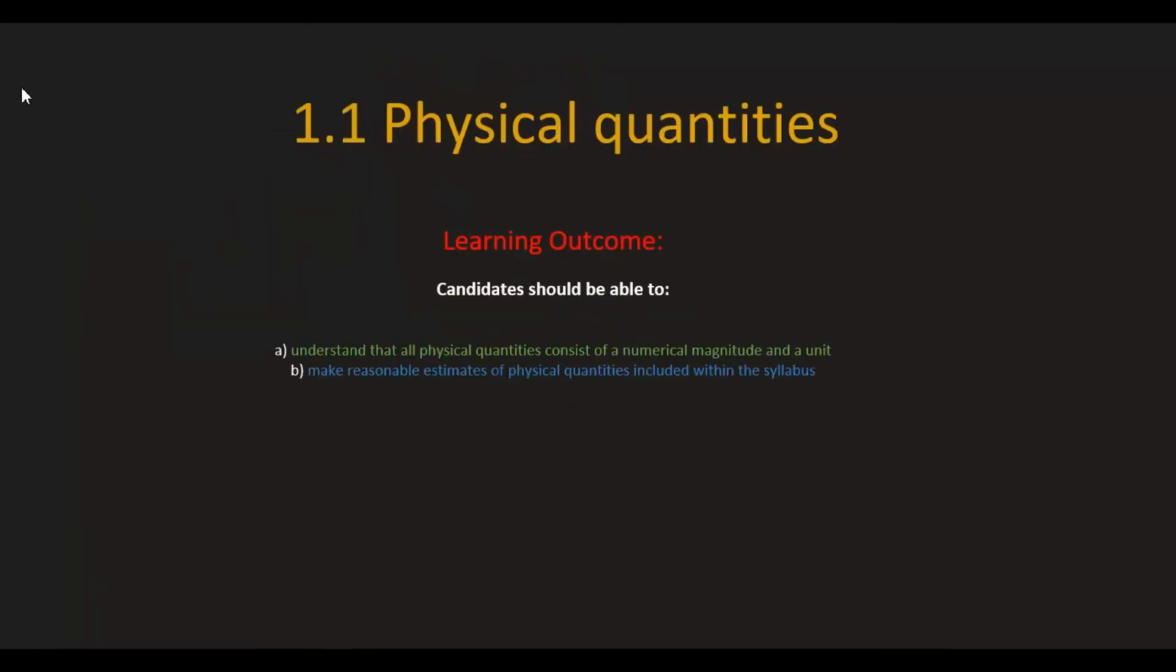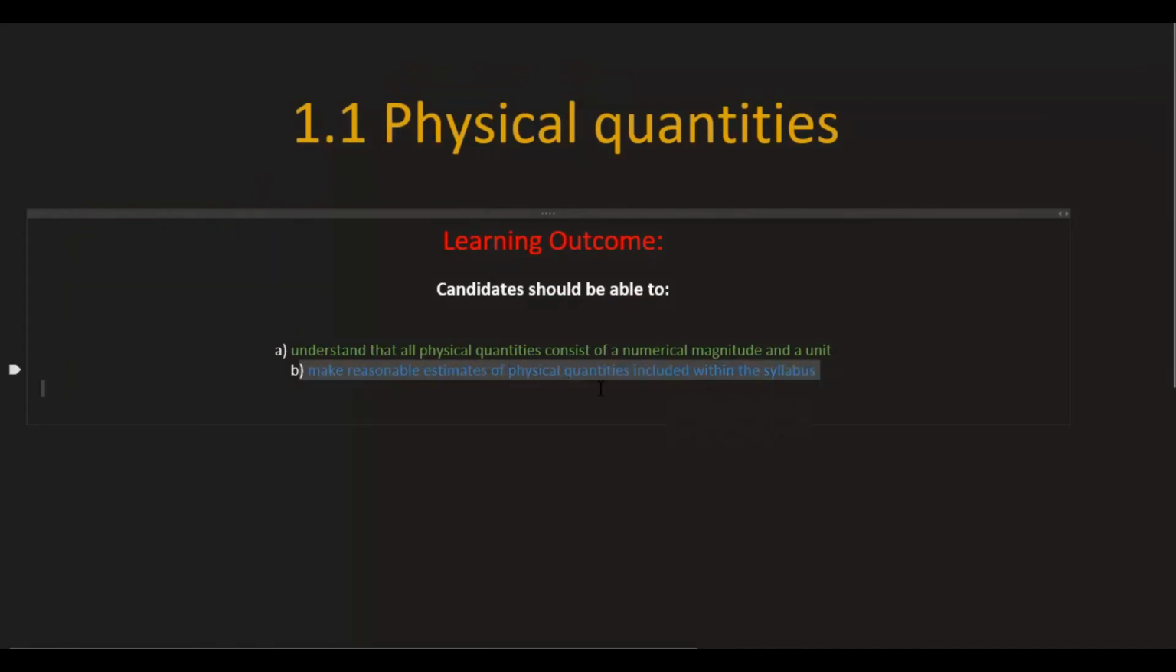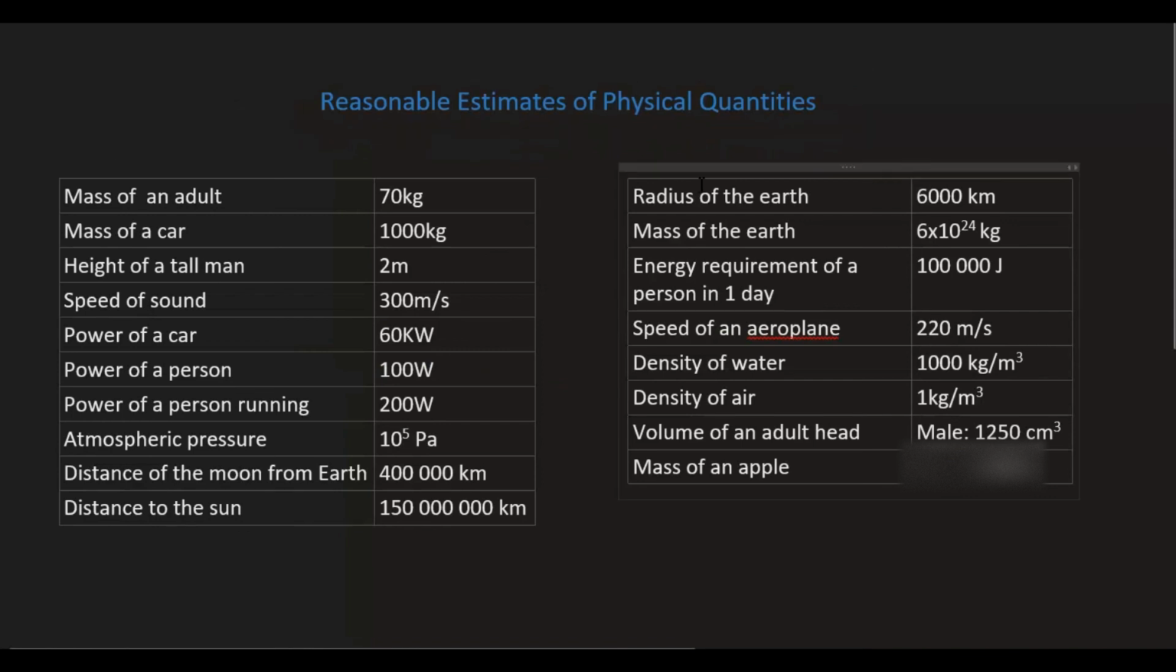That's it. Let's see the second point, making reasonable estimates of physical quantities. So here I have a list of reasonable estimates of physical quantities, and you have to memorize them because they will come as questions and you need them to do some calculation or solve some problem. They won't ask you for the mass of an adult, for example, but a calculation will involve a mass of an adult and they won't give you the value.